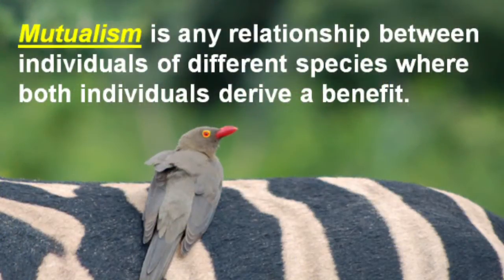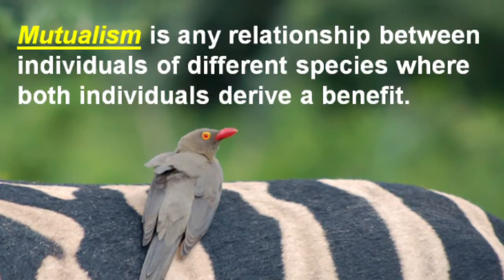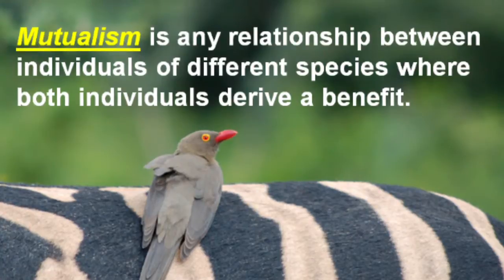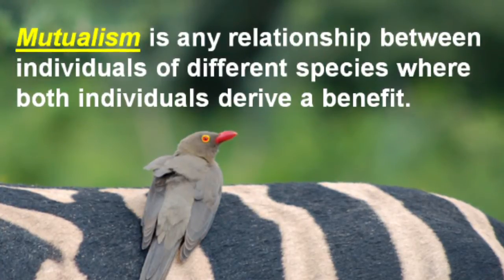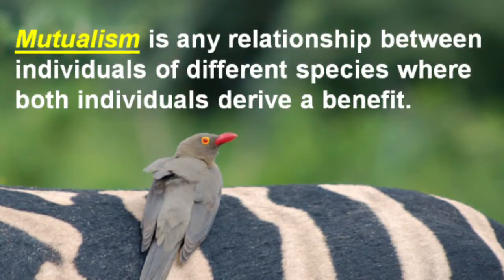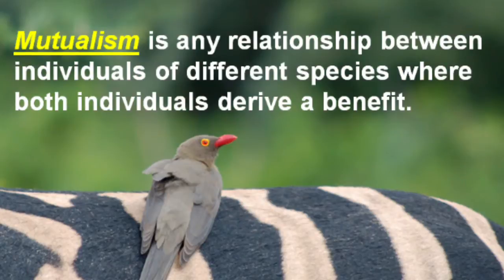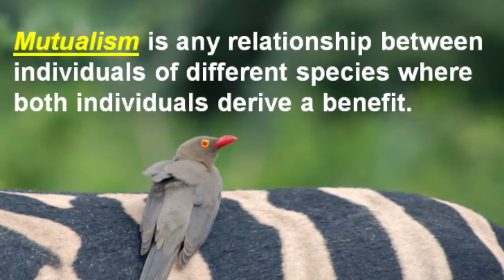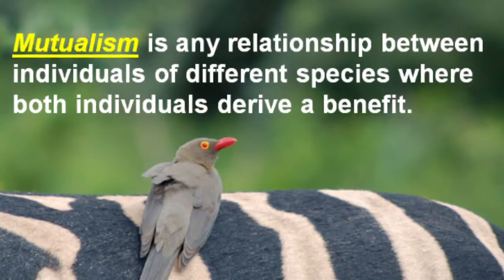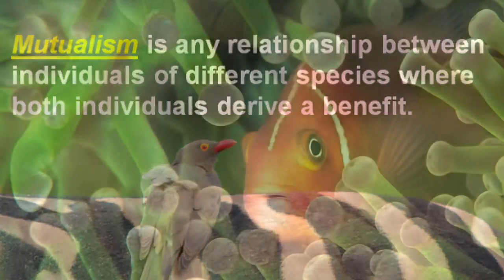The first class of symbiosis that we'll be talking about is going to be called mutualism. And mutualism is any relationship between individuals of different species where both individuals derive a benefit. This might seem a little confusing, but don't worry. All it means is that because they're working together, they both benefit. So take the example on your screen. The bird benefits by being able to pick the bugs and get a free meal off of that zebra's back, and the zebra benefits by having the bugs being eaten off of its back.